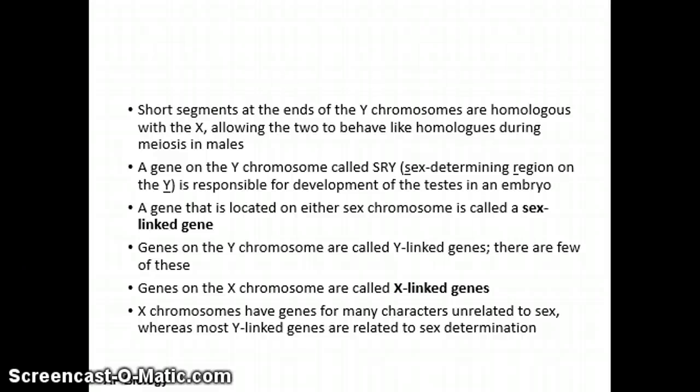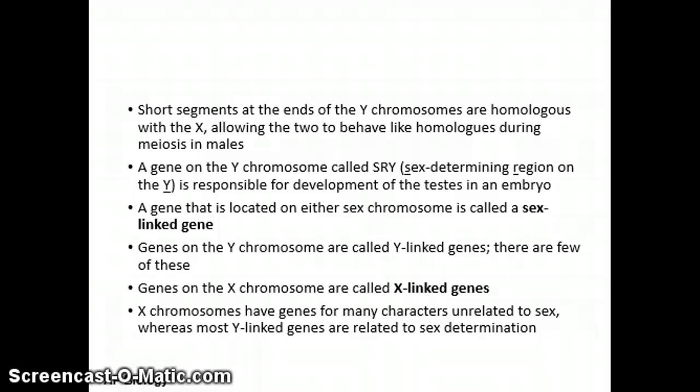So again, short segments at the end of the Y chromosome are homologous with the X chromosome. That allows the two chromosomes to behave as if they are homologs, even though they really aren't, during meiosis in males. And that allows the male gametes to carry either the X or the Y as an option.